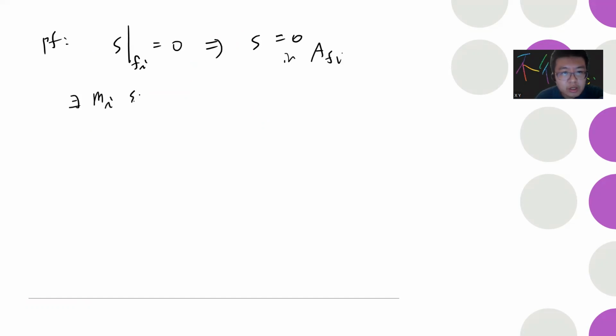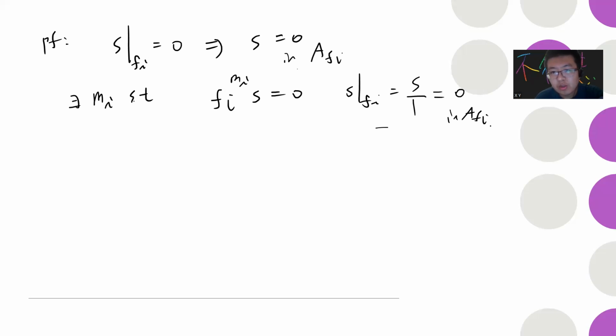Okay, so this is very simple. Let's prove it. Since s restricted to D(f_i) is 0, this is the same as s being 0 in the localization A_{f_i}. So this means that there is an m_i such that f_i^{m_i} s is 0. The reason is that s restricted to D(f_i) is just s divided by 1, and s divided by 1 being 0 in the ring localization means that, provided there is an f_i power, f_i^{m_i} s is 0.